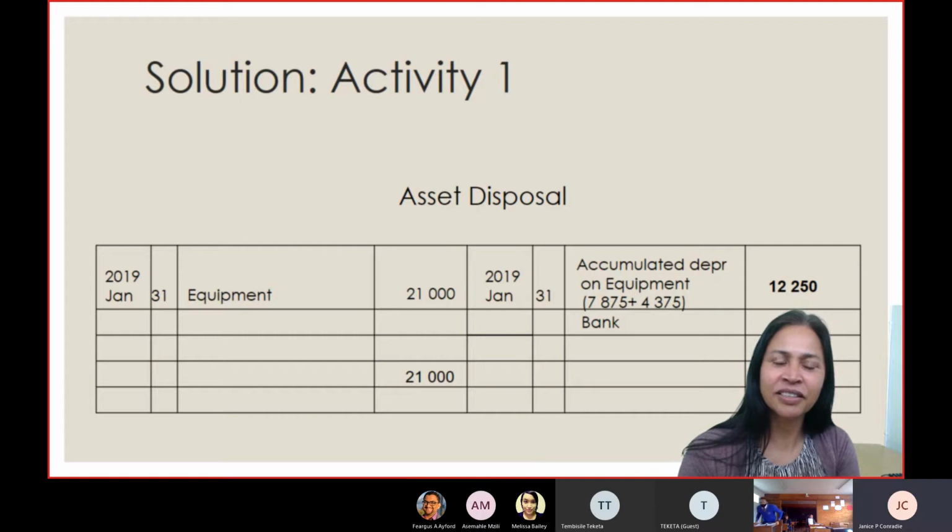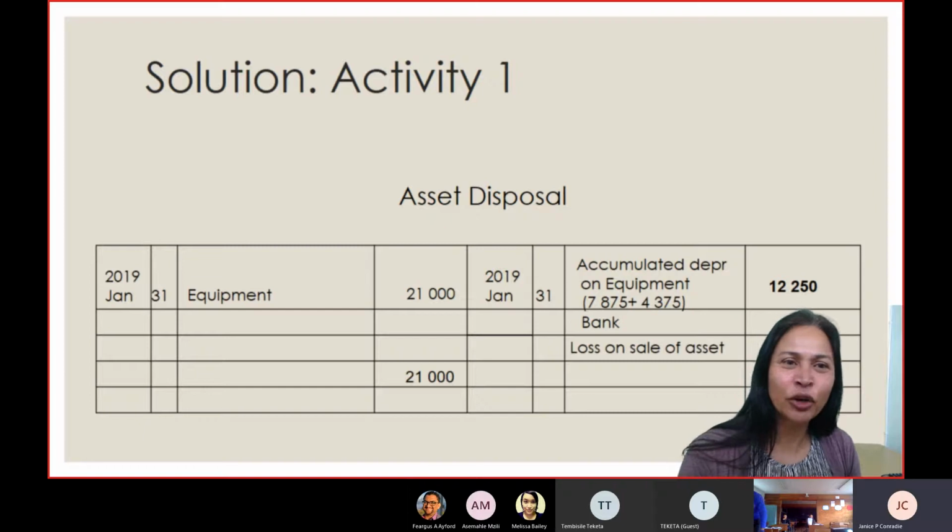I didn't get that. 7,740. Okay. You say 7,750. Well done. Excellent. Right. I need to know whether it is a loss or a profit on the sale of an asset. Loss. Loss. Thank you so much.